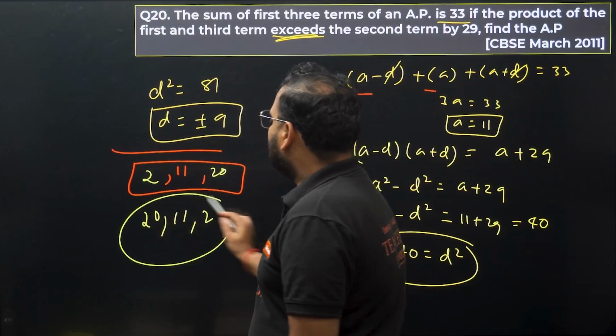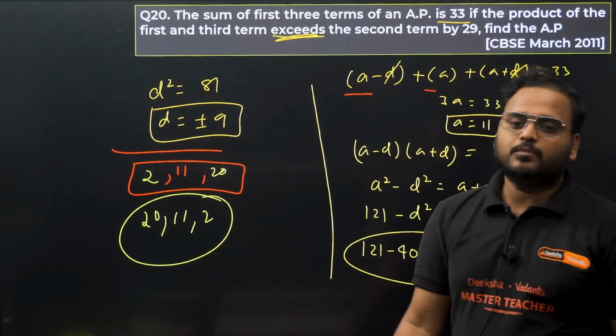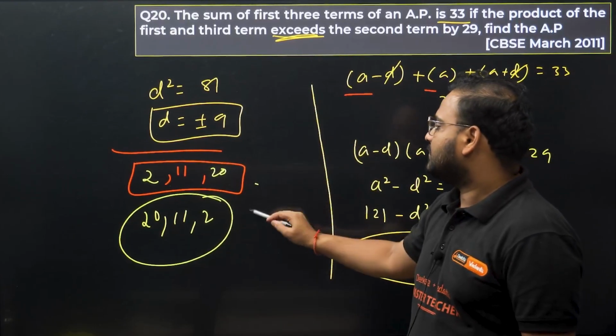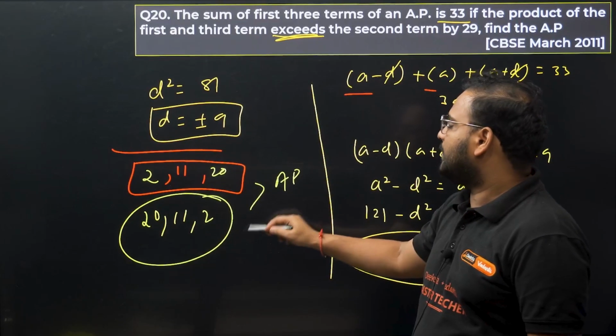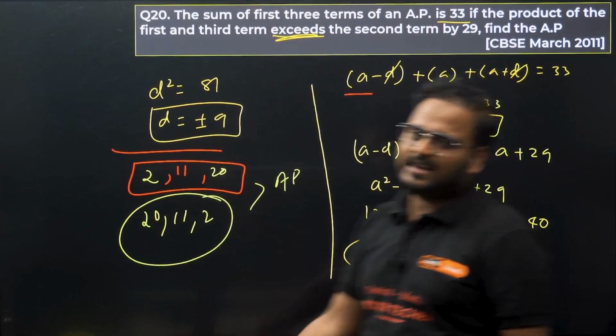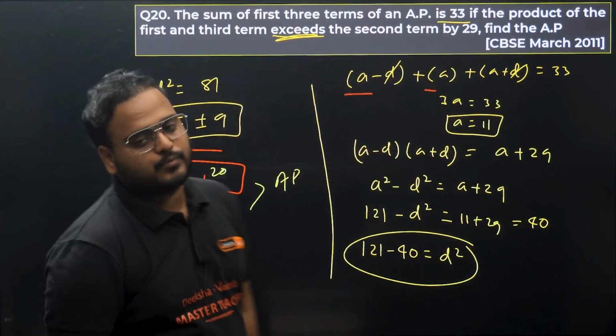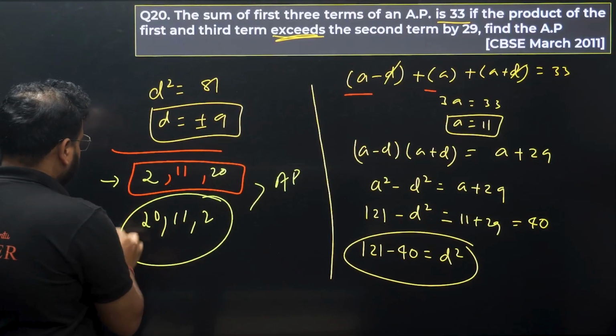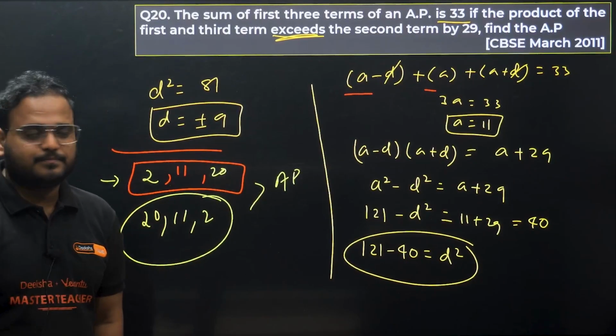So whether it is 2, 11, 20 or 20, 11, 2, please cross check. Both of these are in AP. 2 plus 9 is 11, 11 plus 9 is 20, and 20 minus 9 is 11, 11 minus 9 is 2. Both of these are valid APs. Alright, simple problem.